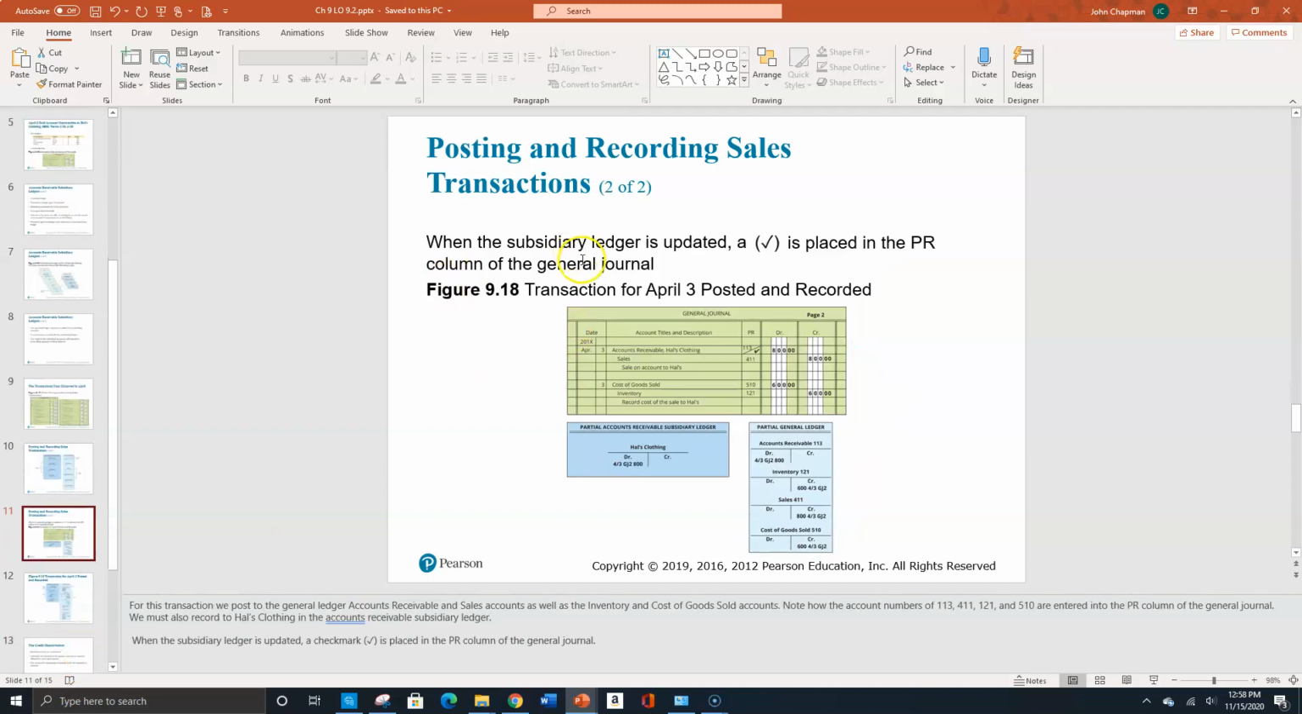Okay, so when a subsidiary ledger is updated, a check is placed in the posting reference column of the general ledger. So we have debit accounts receivable Hal's Clothing $800, credit sales $800. You can see they put a check mark here because we debited accounts receivable for that $800 that came from general journal entry 2. And we also updated our subsidiary ledger for Hal's Clothing here. Okay.